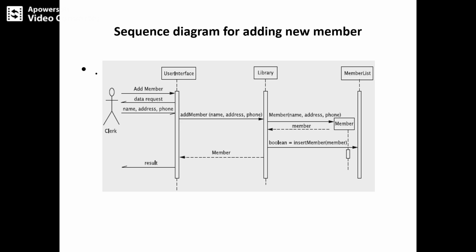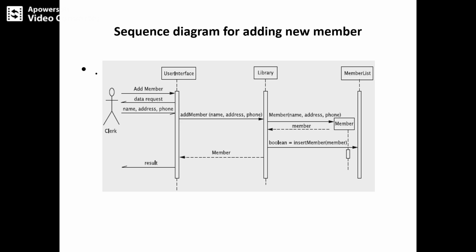Similarly, if we want to add another person, the same process goes on. So finally, once the member is added, the method returns the member to the library.